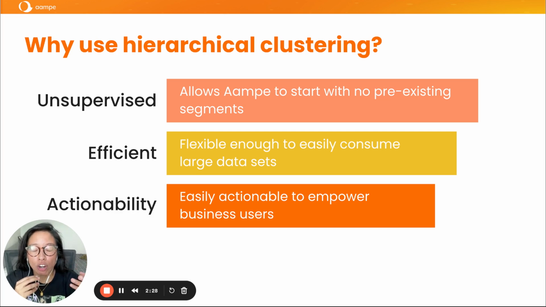We can give the model our goals and our objectives, and AMP's agents can create segments and start with no pre-existing segments at all. It's very efficient, obviously, because it's a machine that's doing this for you, and it can consume incredibly large amounts of data. A lot of our partners are surprised when they ask us, how much data can you guys take? I'm like, give us everything, because the more data we get, the better the agents perform.